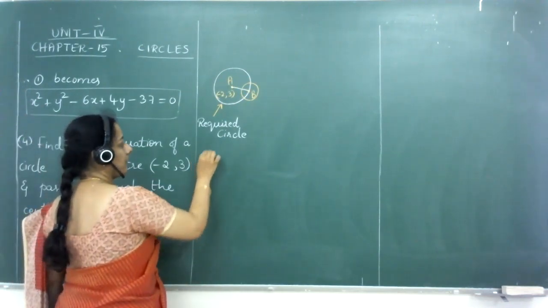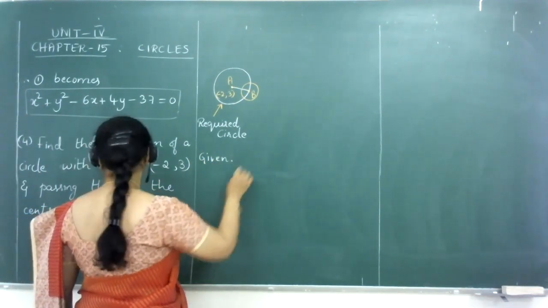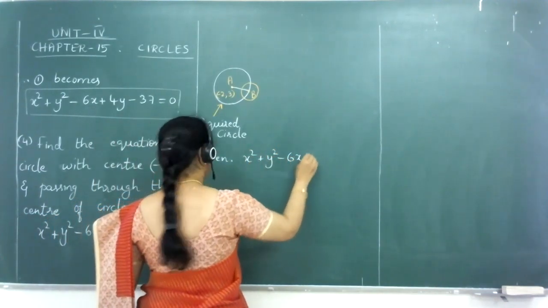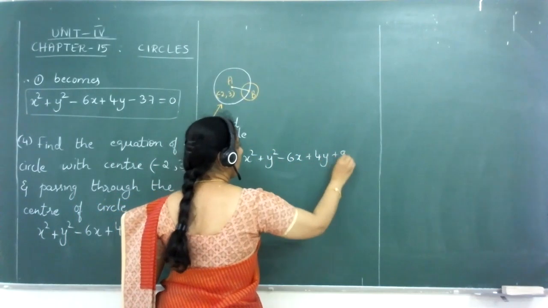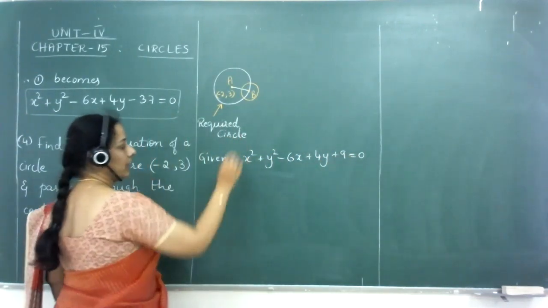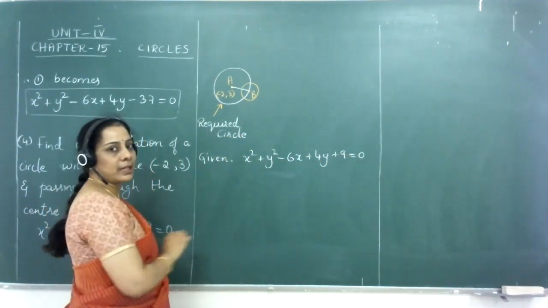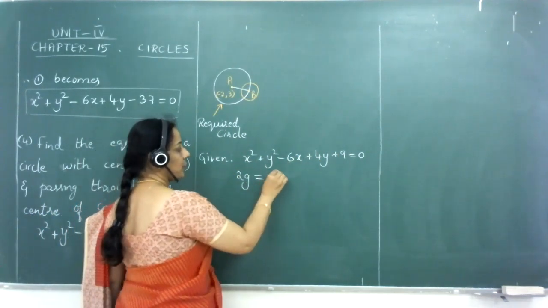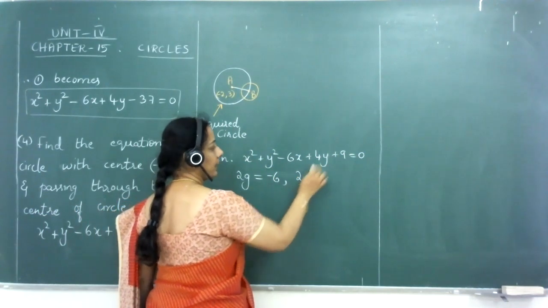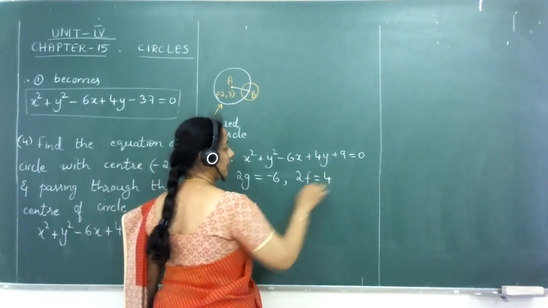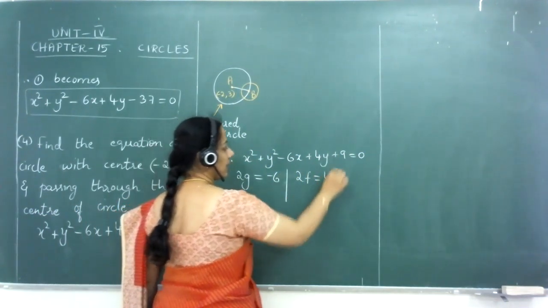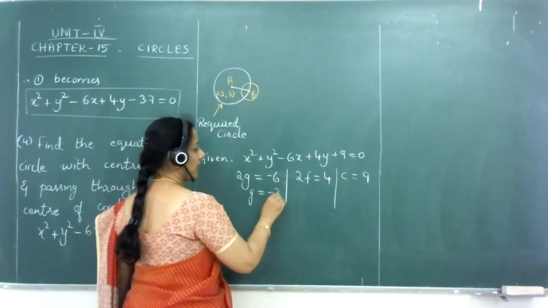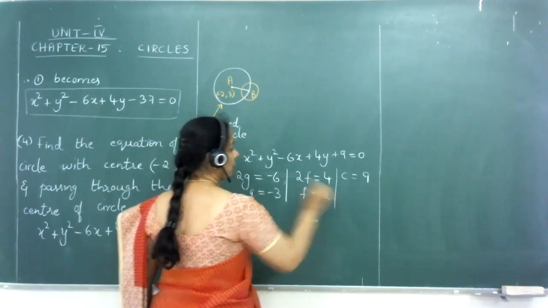So what are we given here? We are given x squared plus y squared minus 6x plus 4y plus 9 is equal to 0. Now when I compare this with the general equation of a circle, we find coefficient of x, 2g is equal to minus 6, coefficient of y, 2f is equal to 4, and the constant c is equal to plus 9. So then g will be minus 3, f will be 2.